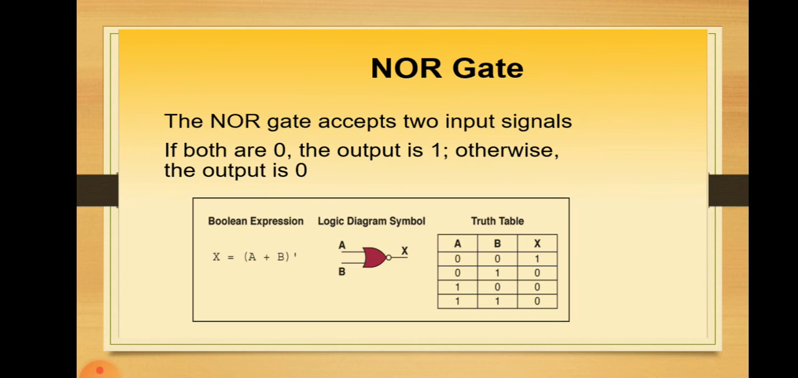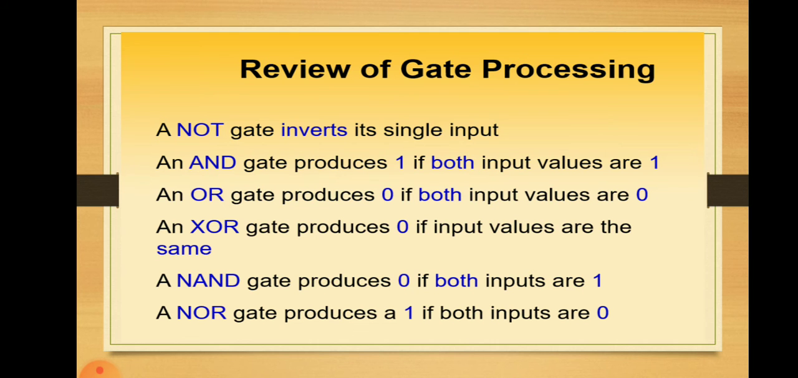Then the NOR gate. The NOR gate accepts 2 input signals. If both are 0, the output is a 1, otherwise the output is a 0. Boolean expression: (A + B)'. Then the logic diagram symbol of a NOR gate, then the truth table: 0 0 answer is 1, 0 1 answer is 0, 1 0 answer is 0, 1 1 answer is 0. Then a review of the gate processing.